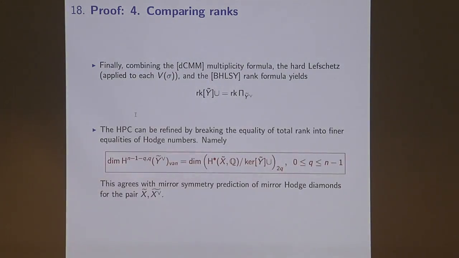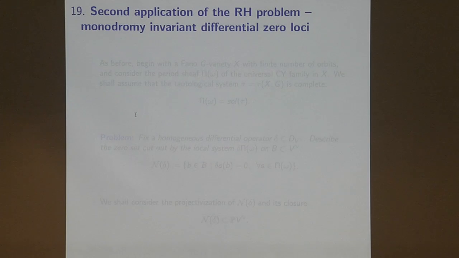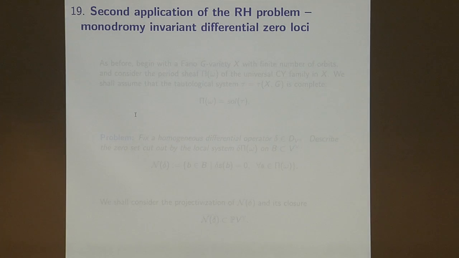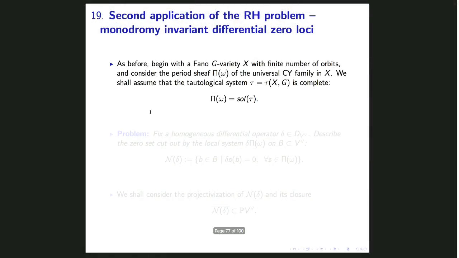All right, since I'm short of time, I'm going to move along. All right, so now let me spend the remaining minutes to talk about the second application of the Riemann-Hilbert problem. So this is about studying the monodromy invariant zero set of derivatives of periods. Because these periods often arise as hypergeometric functions or generalized hypergeometric functions, this gives you new interesting information about derivatives of hypergeometric functions.